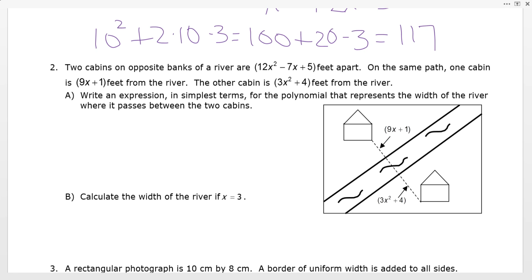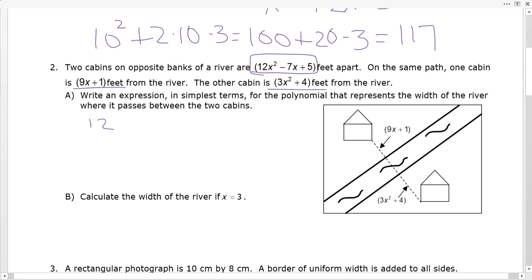So, okay, so we're talking about across a river, and we have the distance across the whole river, or from cabin to cabin, and then we have the distance to the river and from the river. So if I take my distance the whole way and I subtract the distance to the river from one cabin and then subtract the distance of the river from the other cabin, whatever I have left is going to be how wide the river is.